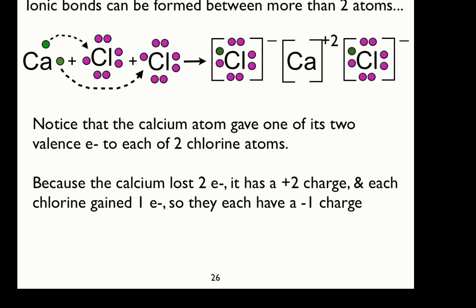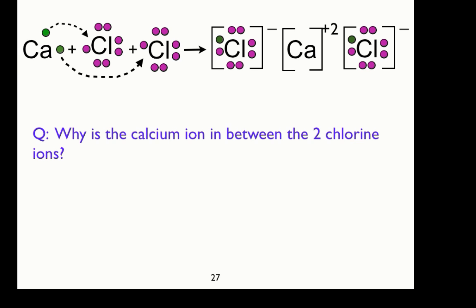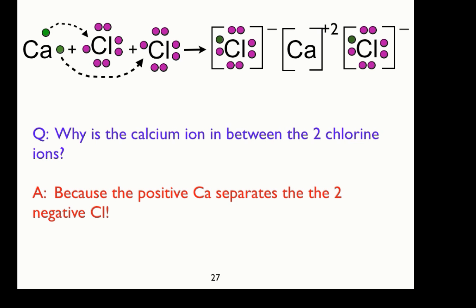So now the question comes up, why is the calcium ion in between the 2 chlorine ions? And if you look at the charges, this should make some sense to you. Think. All right, because the positive calcium is going to separate the 2 negative chlorines, because what do you know about like charges? They repel. Right. So the chlorines don't want to hang around with each other. They're both really negative, and they don't want to hang around with each other. So that's why the calcium's in the middle, and you need to understand that.